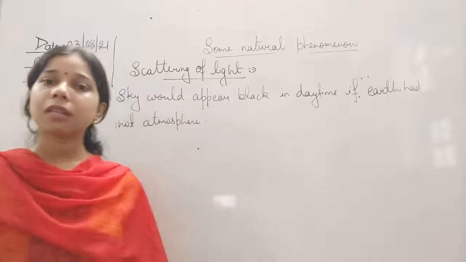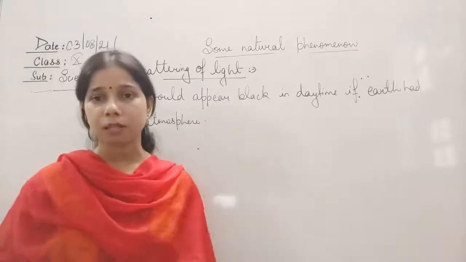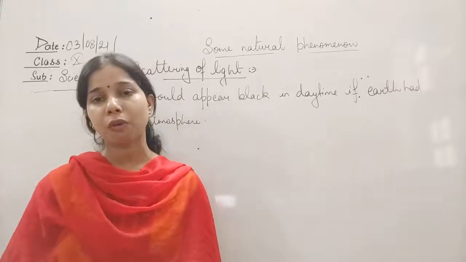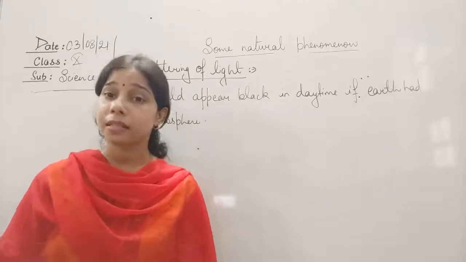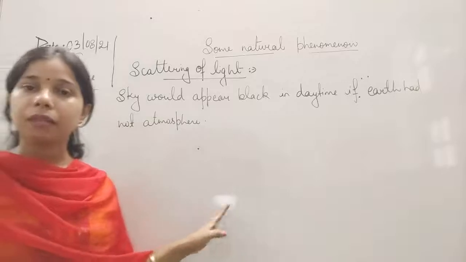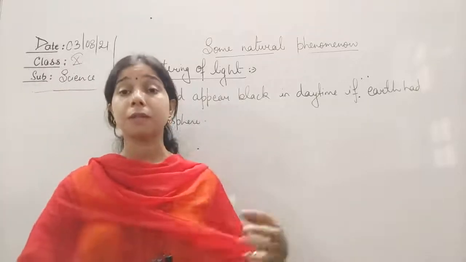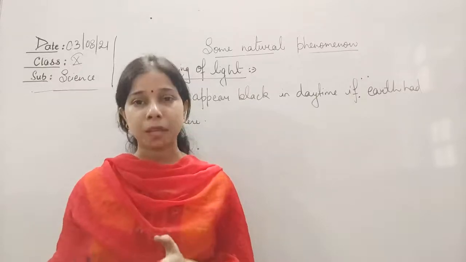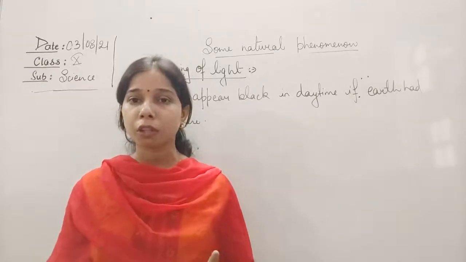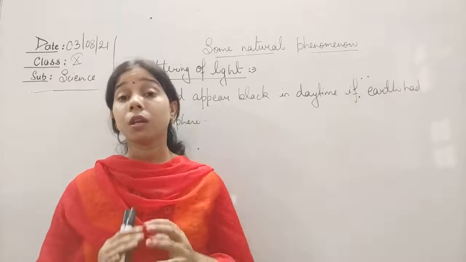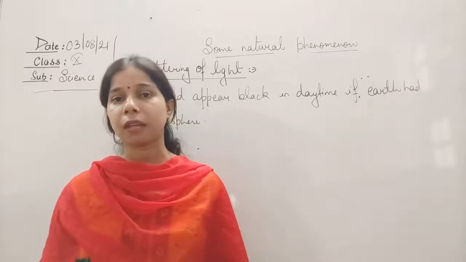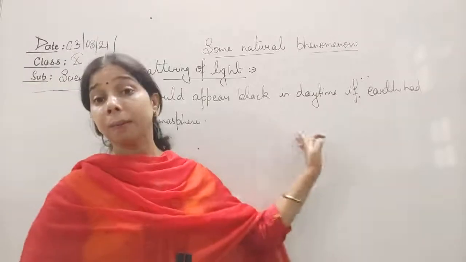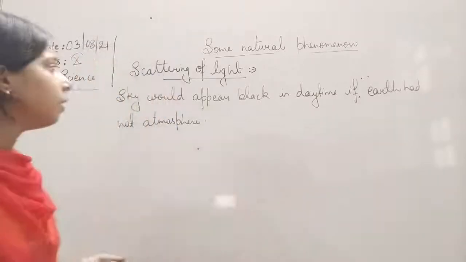The reason is, since there are no molecules, no atoms present there, nothing is there to absorb the sunlight, and no re-emitting or scattering of light will take place. For scattering of light, the first condition is that atoms and molecules must be present in space. Since in space there are no atoms or molecules, ultimately no scattering, no re-emission of light will take place, and that is why the sky will appear black during the daytime also in space.